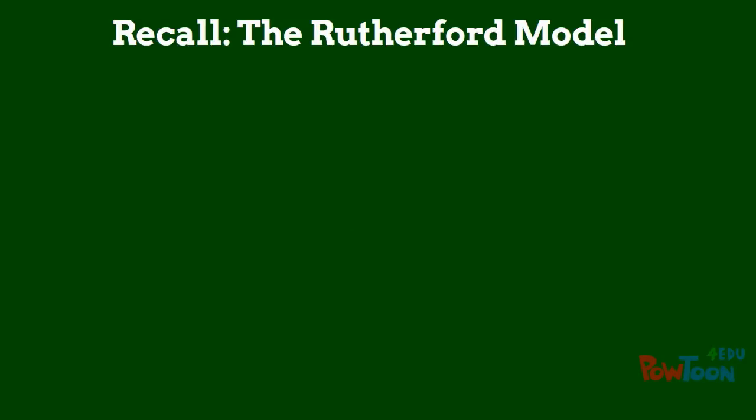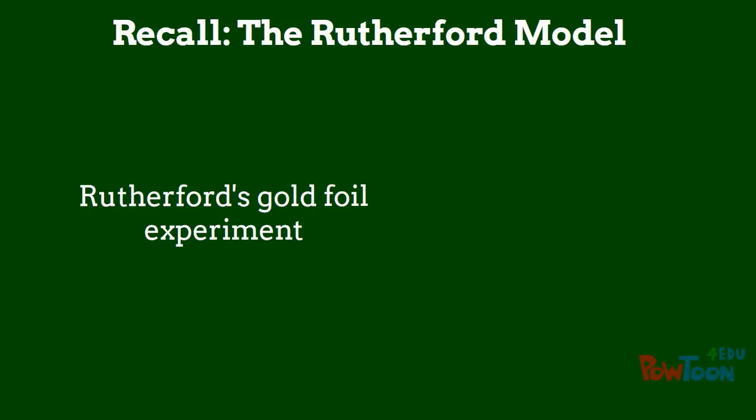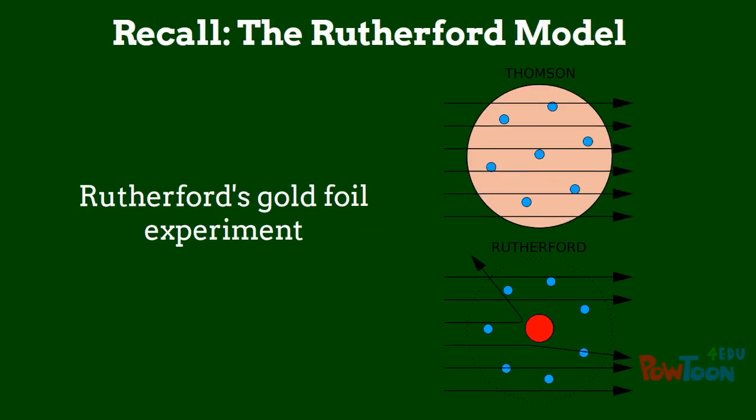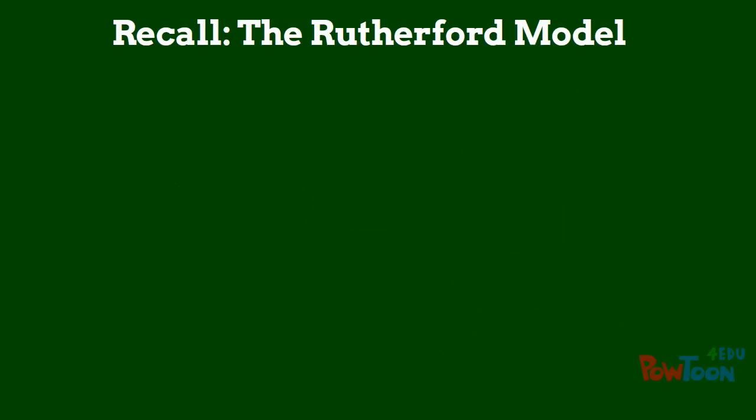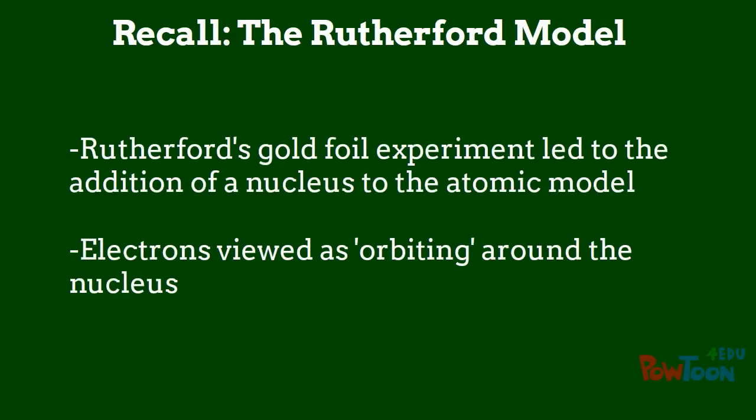The last atomic model you learned about was Ernest Rutherford's model. After completing the gold foil experiment, which was supposed to support the plum pudding model, Rutherford developed a new model for the atom. The Rutherford model had the positive charge of the atom located in a small central nucleus and surrounded by lots of empty space, and the electrons orbiting the nucleus in specific, unchanging, circular paths.